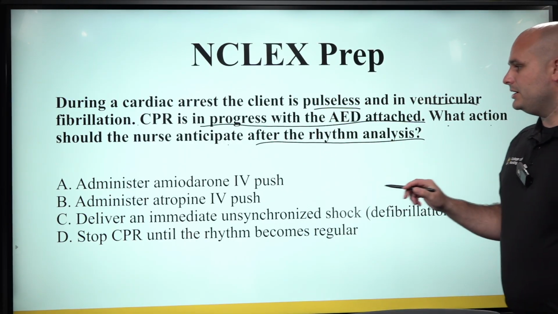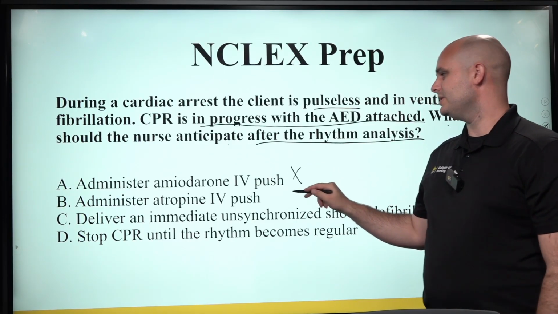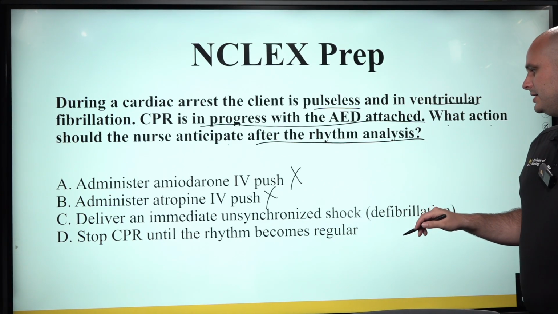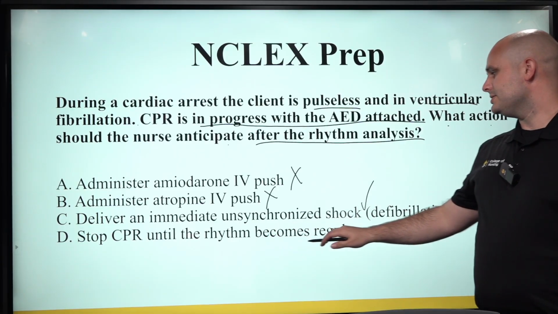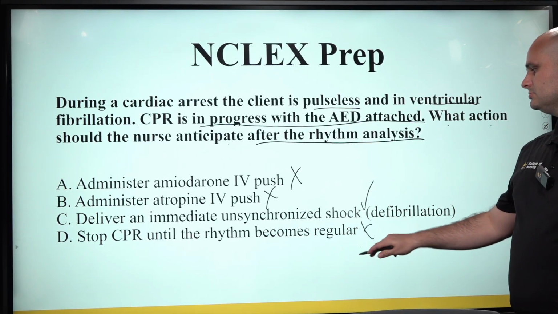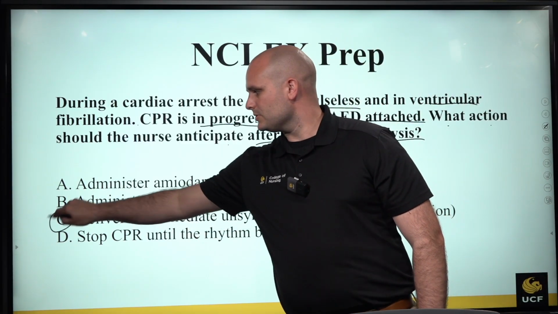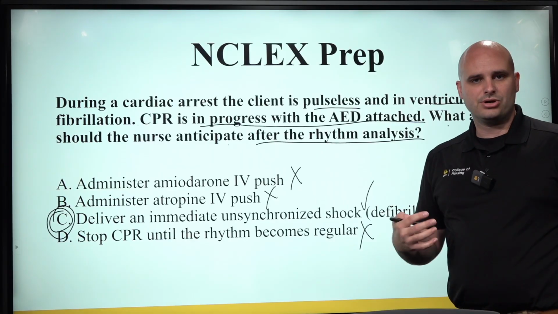The first thing we're going to do, administer amiodarone. That's a good option, but it's not the first. Administer atropine? No. Deliver an immediate unsynchronized shock. Well, that sounds pretty good. Stop CPR until the rhythm becomes regular. The rhythm may never become regular with just CPR. So what we're going to do is we're going to deliver an unsynchronized defibrillation, right? That's our priority action with VFib.